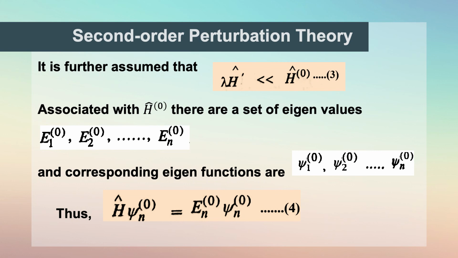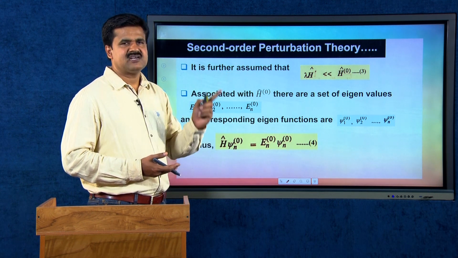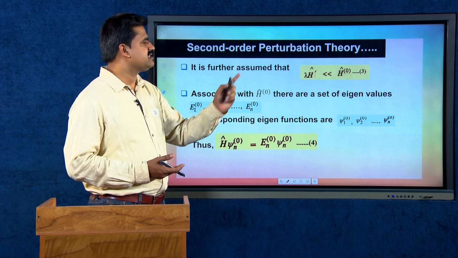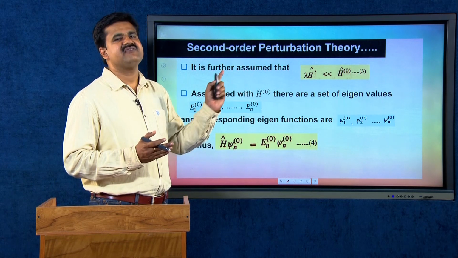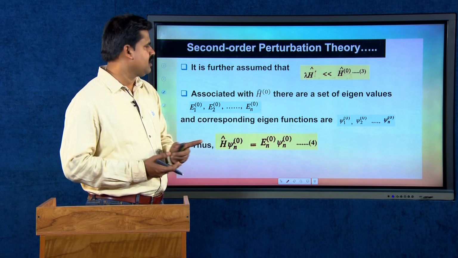Now, it is further assumed that the perturbation, that is lambda H hat dash, is very small in magnitude compared with the unperturbed Hamiltonian, that is H hat 0, or simply lambda H hat dash is less than H hat 0. And hence we can easily apply the perturbation theory to the present system.